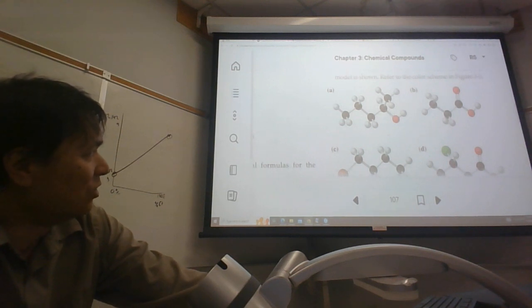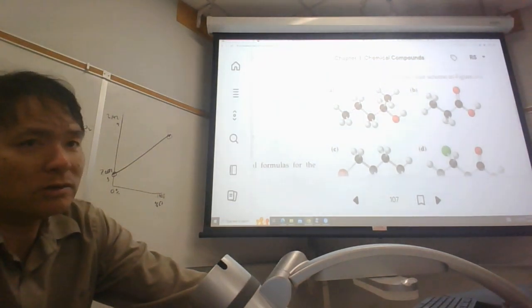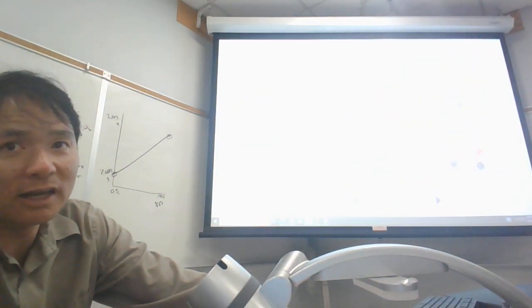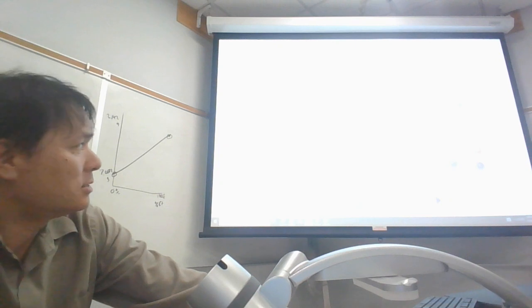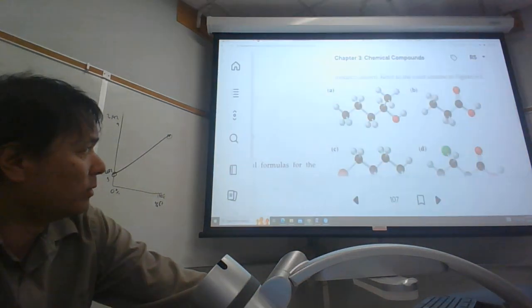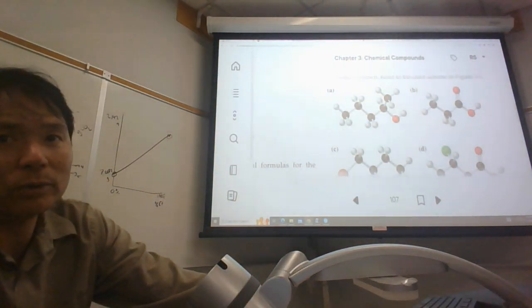A normal alcohol will have it on the end. So this is why we call it N-propanol. It's normal propanol with it at the end, like you'd expect. But this is not. This is on carbon number 2, so this would be called 2-propanol.